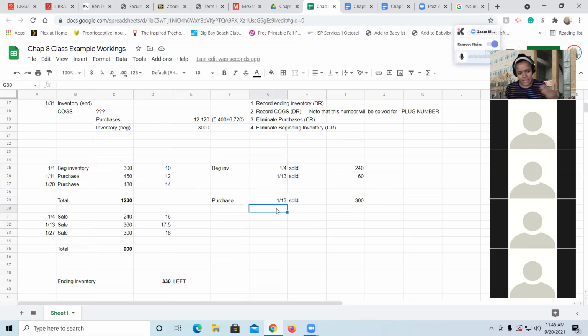Yeah. So, but then you got to keep working the numbers through, because there's still 150 left from this, and that's used on January the 27th. You sold the 150, right? And then the purchase from January the 20th. On January the 27th, you also sold 150. So the purchase from the 27th is 480 units. You sold 150, so the 330 that's left must be from this batch.